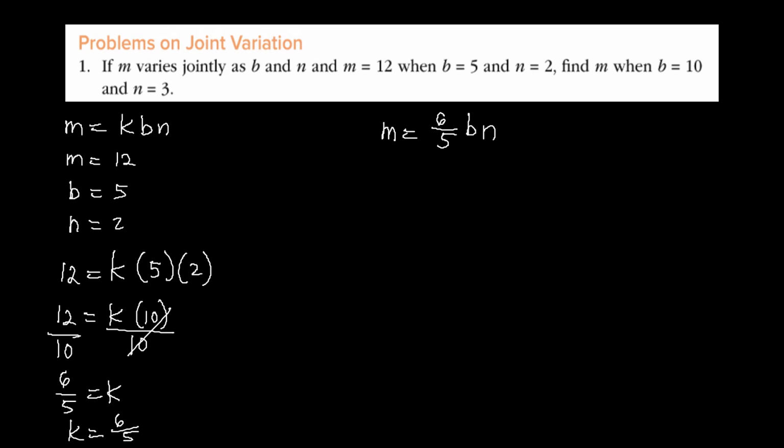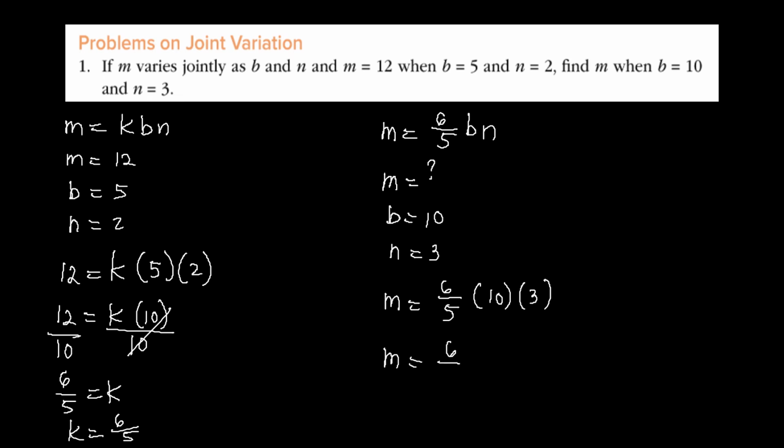Okay? So next problem, find M. Hanapin raw yung M. Yung M yung hinahanap when B is 10 and N is 3. Okay, so paano? Just simply substitute that sa ating bagong equation na merong constant of variation na value. So, just substitute M is equals to 6 over 5. Ilan yung B natin? 10. Ilan yung N natin? 3.